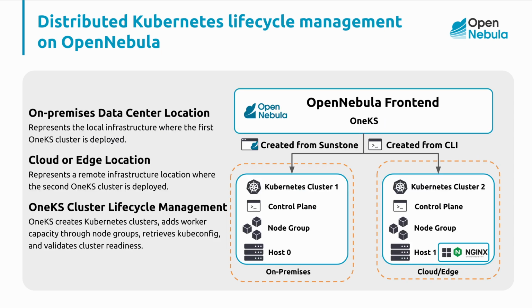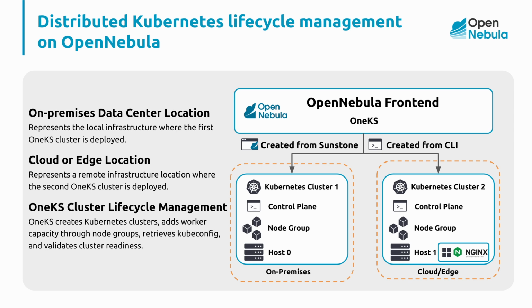The demo uses a single OpenNebula deployment managing two hypervisor hosts across distributed infrastructure. Host 0 represents the on-premises data center location. This is the local infrastructure location where the first OneKS cluster is deployed. Host 1 represents the cloud or edge location. This is the remote infrastructure location where the second OneKS cluster is deployed.